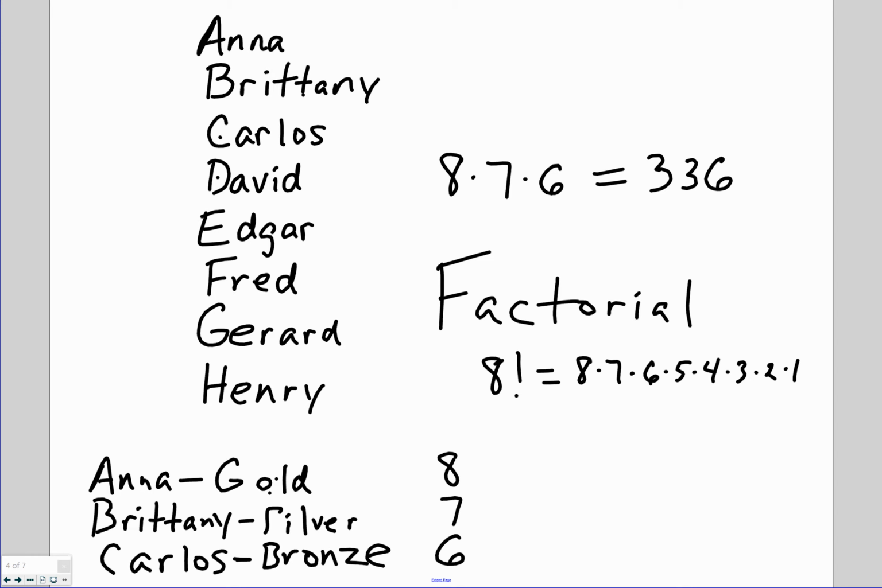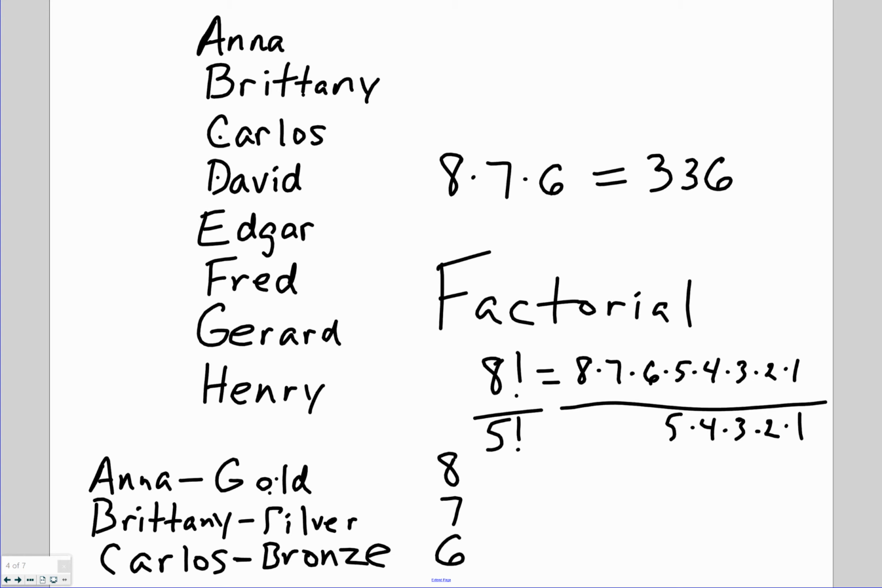Okay? Now, did we end up multiplying 8 times 7 times 6 times 5 times 4 times 3 times 2 times 1? No, we just multiplied 8 times 7 times 6. So I need to get rid of 5 times 4 times 3 times 2 times 1. So I'm going to divide by 5 times 4 times 3 times 2 times 1, which is what? By 5 factorial. Because 5 factorial would be 5 times 4 times 3 times 2 times 1.